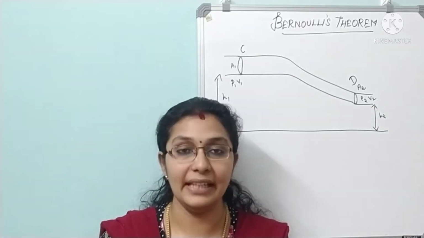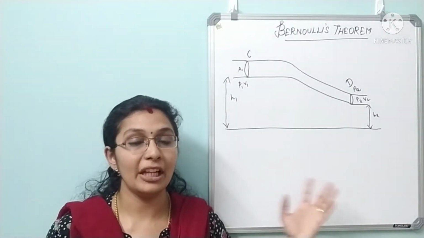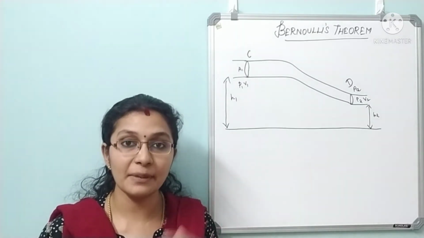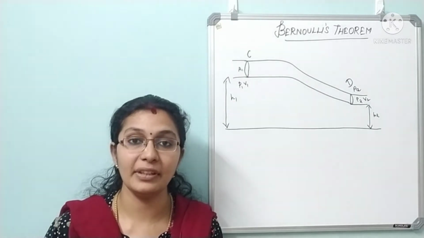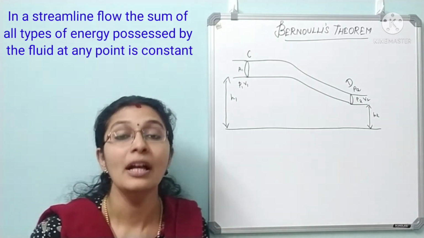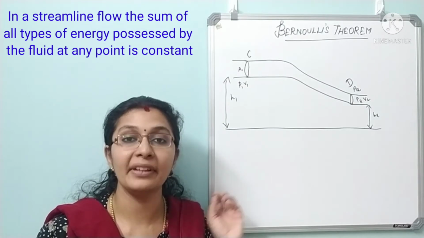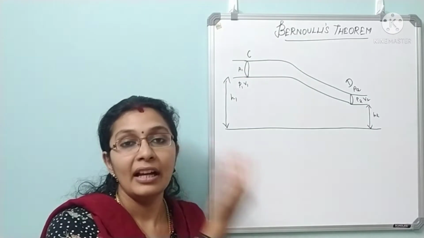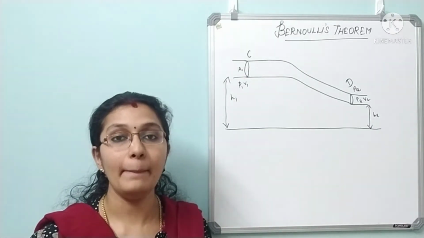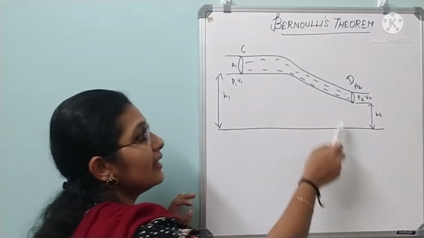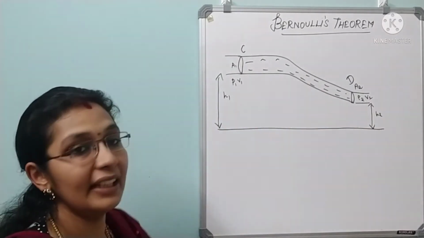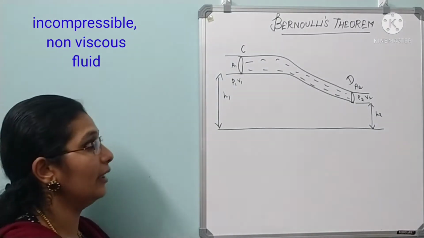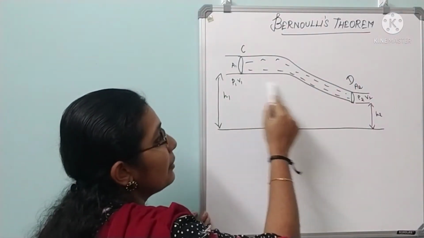Now clear? We'll theoretically prove Bernoulli's principle using the flow of fluid through a pipe. Bernoulli's principle can be derived from the law of conservation of energy, which states that in a streamline flow, the sum of all types of energy possessed by the fluid is a constant. So we'll discuss it through an example so you'll have a better understanding. Now let us consider a pipe of two different cross-sectional areas, and inside the pipe we have incompressible fluid. The fluid flows from here to here.